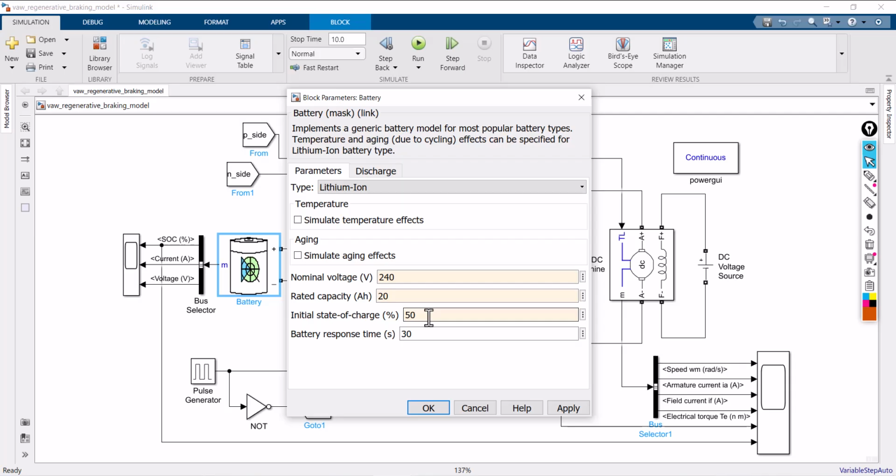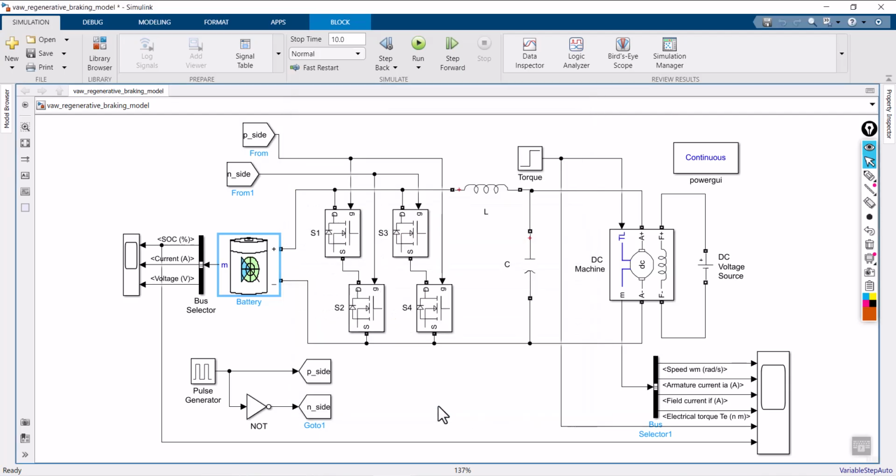Okay, so make it as a thumb rule. Whenever you are doing battery work, always start the initial state of charge at 50%. Then only will you be able to understand whether the battery is getting charged or discharged. Click apply. Okay, now the program is ready for execution.